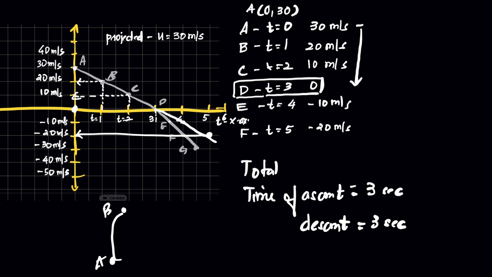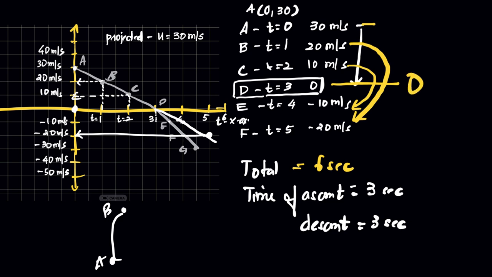Now let us see the pairs. If the total time is equal to 6 seconds, what can we say about the corresponding velocities at the respective points? We can say that time t is equal to 1 and time t is equal to 5 will have the same speed. Time is equal to 2 and time is equal to 4 will have the same speed. I'm sorry, not the velocity, the same speed. And time 3 will be the 0 velocity.